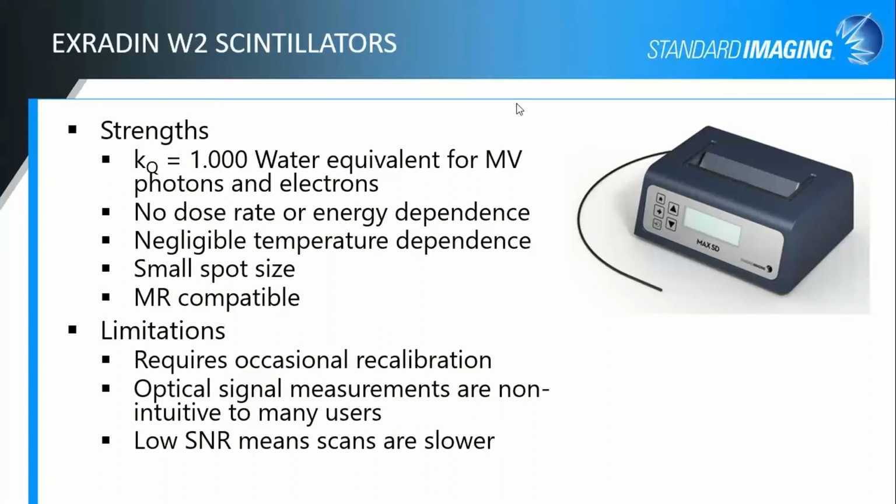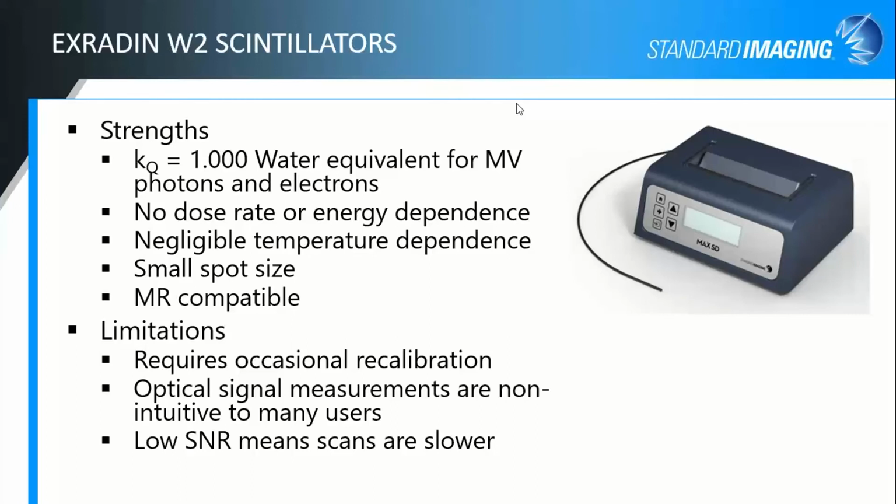Another limitation that we've found is actually that optical signal measurements are slightly non-intuitive to a lot of users. It's not the troubleshooting that you're used to doing with an ionization chamber, the behavior that you're used to seeing with an ionization chamber. So especially as you're just getting used to using it, trying to figure out what might be going wrong with your setup or your Cherenkov correction takes a little bit more troubleshooting than you would be used to with your ion chamber. Once you're used to it, it's actually extremely easy to use. And then I did mention the low SNR means that your scans are a little bit slower.